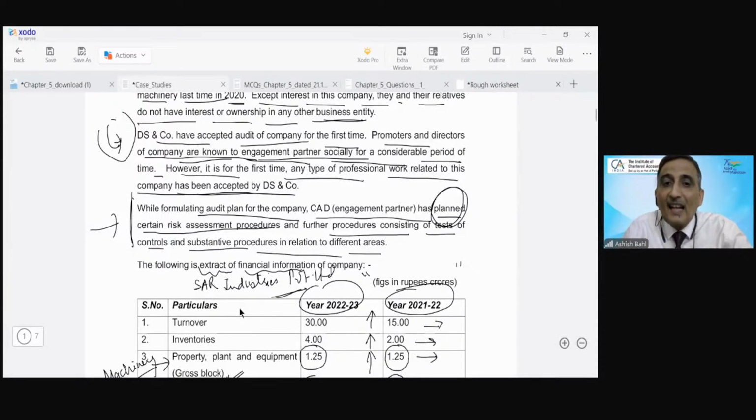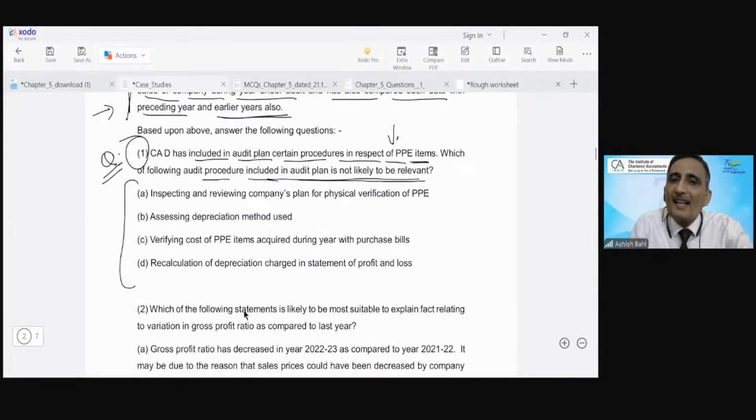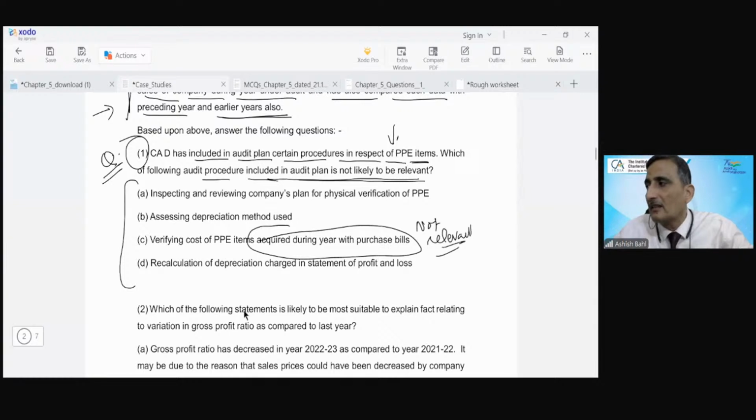So what is the relevant answer in this situation? Verifying cost of PPE items acquired during the year with purchase bills. This is not relevant because no items have been acquired during the year. And option A is inspecting and reviewing the company's plan for physical verification of PPE. This the auditor is supposed to do.